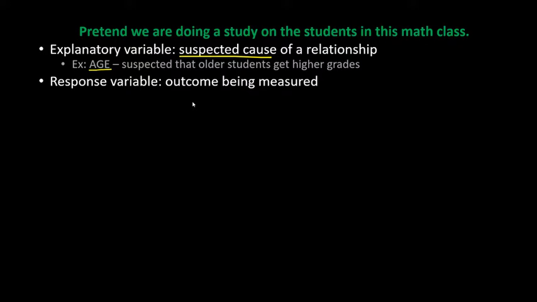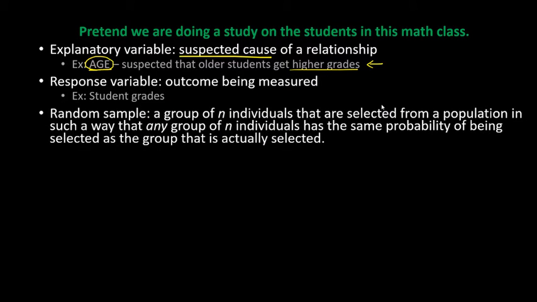Now, on the other hand, we have our response variable, the outcome being measured. So if I look back to this example, what's the outcome I'm measuring? What's the thing that I'm trying to explain? Well, I said age explains why certain students are getting those higher grades, right? So that's my response variable. Response variable, outcome being measured. In this example, it would be the student grades. That's the outcome I'm measuring.